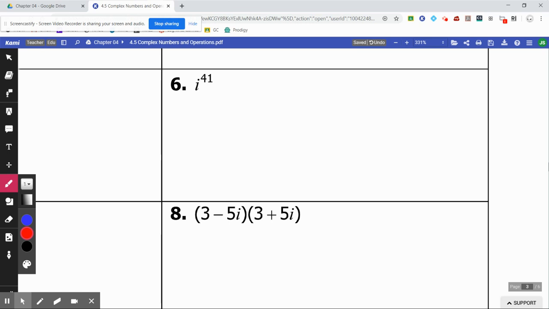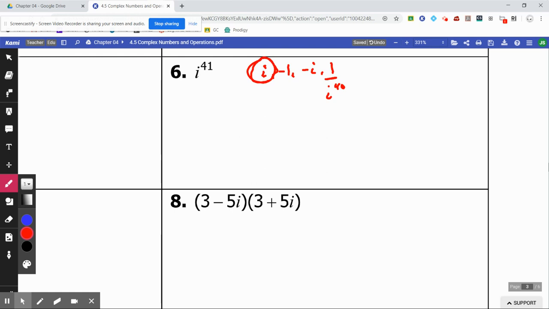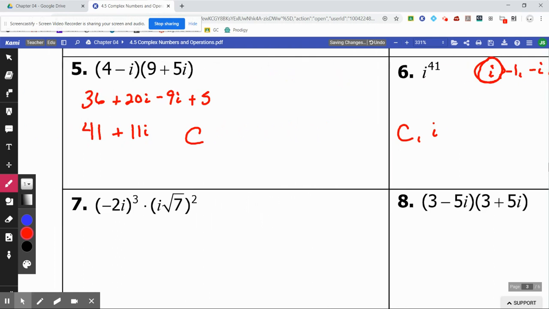i to the 41st. Let's remind you of your pattern: i to the first, i to the second, i to the third, and i to the fourth. This would be any multiple of 4, so i to the 40th would be here, so i to the 41st power would be here, which is just plain i. That is a complex number because they all are. It can be either real or imaginary from here. It is imaginary, so therefore it is nothing else, complex and imaginary.